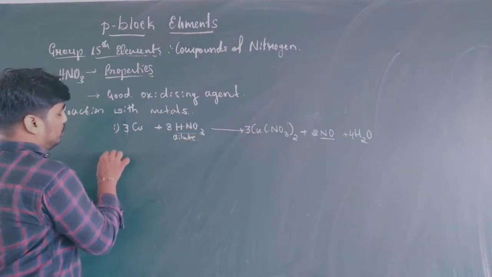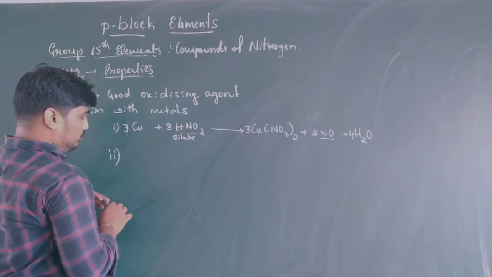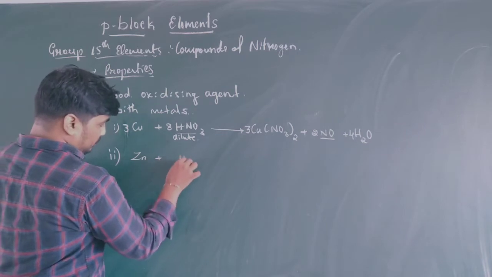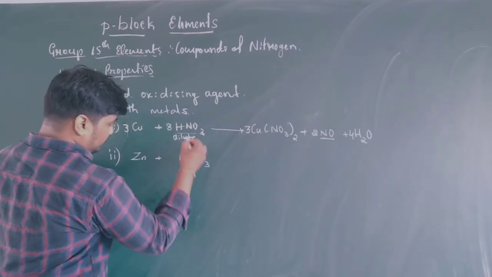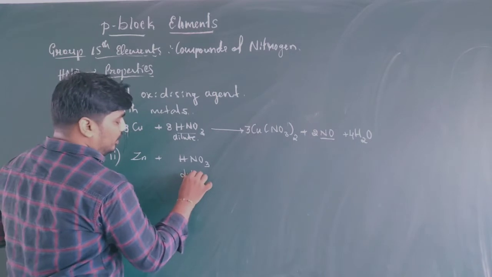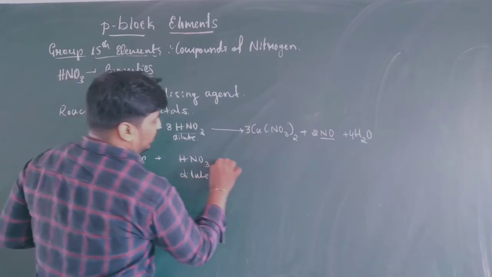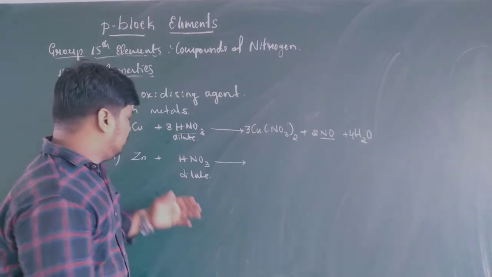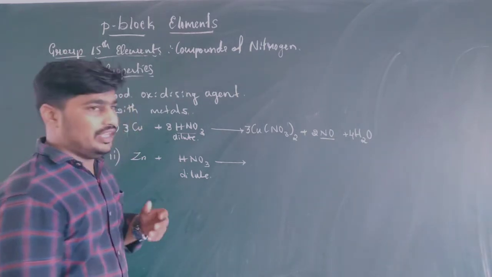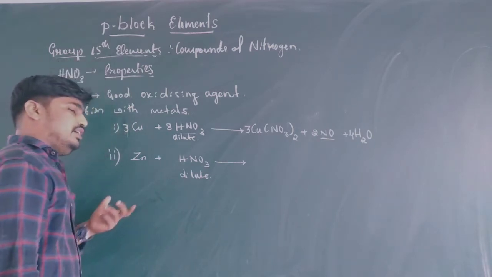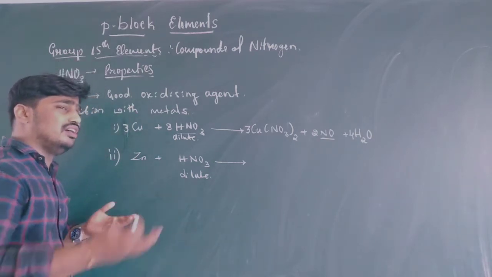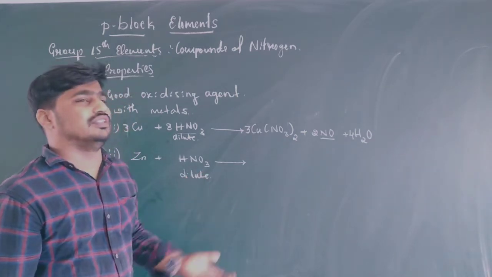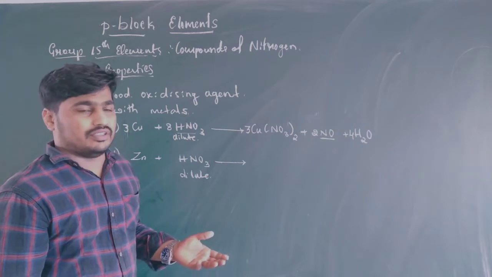What happens when zinc reacts with dilute HNO3? Okay, dilute nitric acid. So here, according to the oxidation property of copper and zinc, or what we studied in the first year, the equilibrium topic, or the redox reactions and all that.